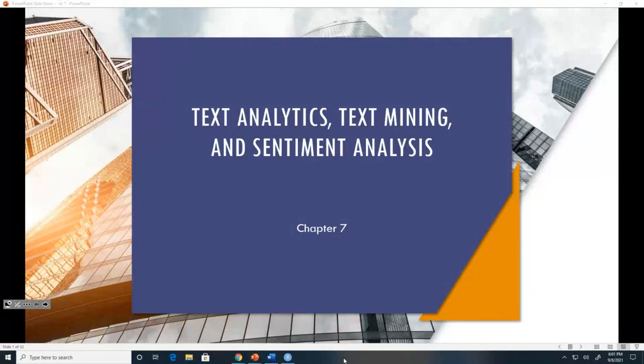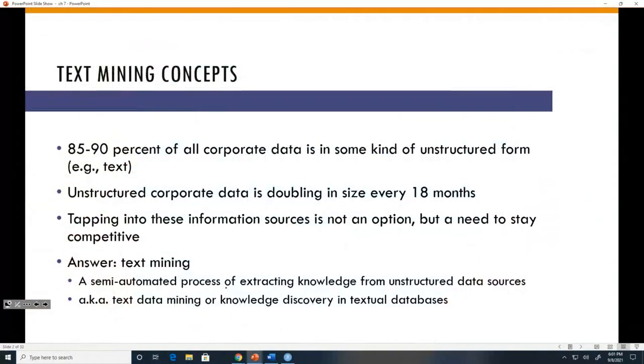All right, so this week is on text analytics, text mining, and sentiment analysis, which is all an application of text analytics. So it's a good technique for getting actionable information from large amounts of unstructured text data. So some text mining concepts. Most data is in an unstructured form. Often text is increasingly in pictures and videos, which gets a little more difficult to analyze. And this type of data is rapidly increasing, so businesses need to be able to analyze this type of data to be successful and competitive.